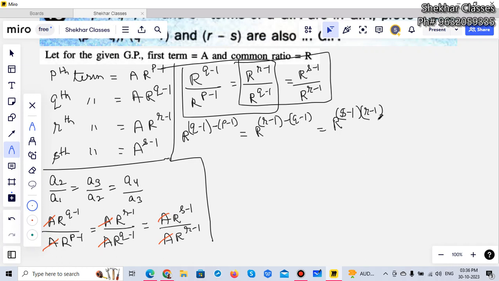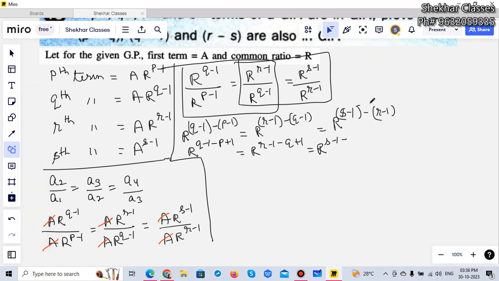r minus 1 here. Okay, now open the bracket. It will be r q minus 1 and minus p plus 1. Here r minus 1 minus q and plus 1, r s minus 1. Okay, it's a minus here, so s minus 1 minus r plus 1. So everywhere plus 1 will get cancelled here, minus 1, sorry.